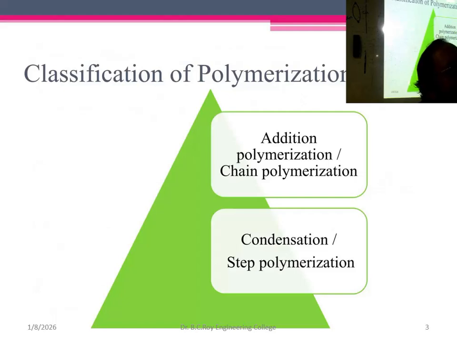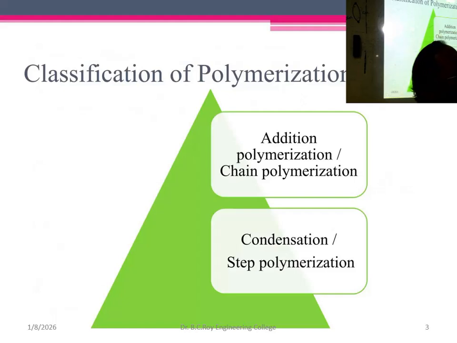Another possibility is that out of these two radicals, one can be oxidized, the other one can be reduced. And as a result, we get alkane plus alkene. That is another option. And these two are the major options for termination.